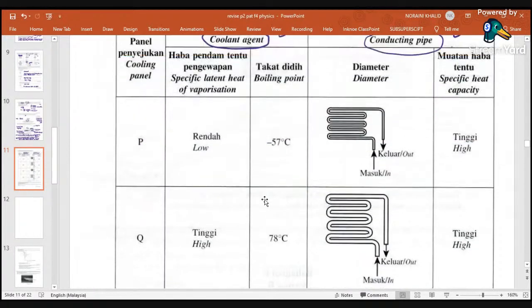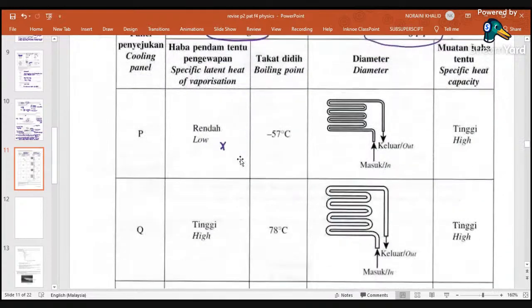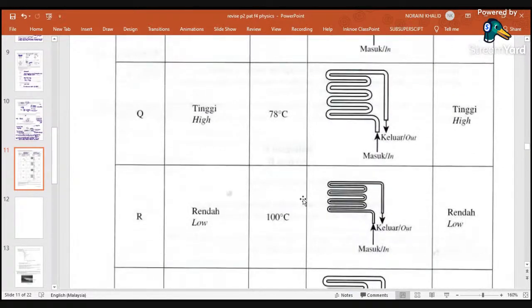So from here, we can look at the specific latent heat of vaporization for the cooling agent. It must have high specific latent heat of vaporization so that it's able to absorb more heat. So I will remove at least two from the cooling panel given. I will choose high, so I will remove the low one.